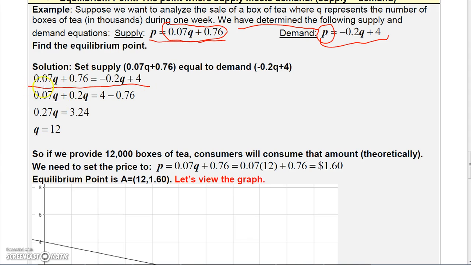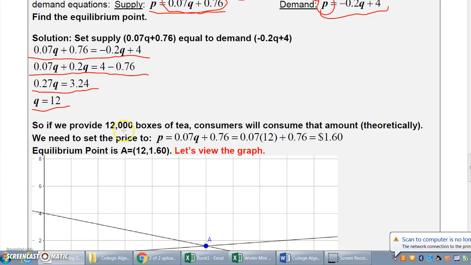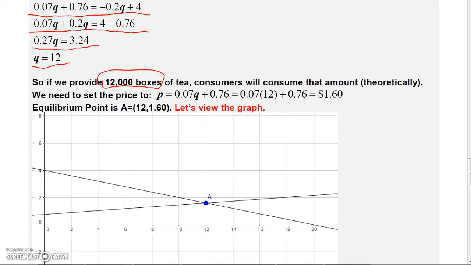And now to solve this equation for Q, I'm going to add 0.2 Q to both sides and then subtract 0.76 from both sides, and that'll give me this expression. And then when I add 0.07 to 0.2, I get 0.27 Q, and then 4 minus 0.76 is 3.24. And then when you divide by 0.27, you get Q is 12. So 12, and since it's thousands, that would be 12,000 boxes of tea. So if we provide 12,000 boxes of tea, then the consumers will consume 12,000 boxes of tea. At least theoretically, that's the point.